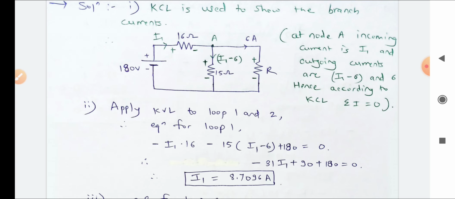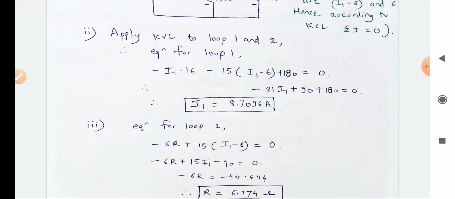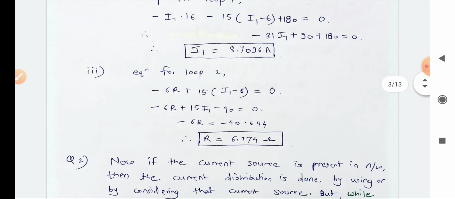So there are 2 potential drops in this loop and 1 potential rise, that is nothing but the energy source's potential rise. So it is minus I1 into 16 minus 15 in bracket I1 minus 6 plus 180 is equal to 0. Now by solving this we will get the value of I1. Now we are going to write the equation for loop 2.